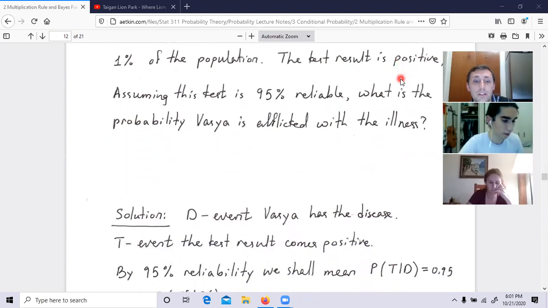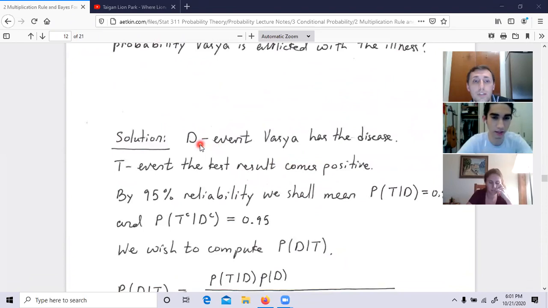So this is how I thought of it. Okay, so first of all, let D be the event that Vasya has the disease, and T is the event that the results come positive.